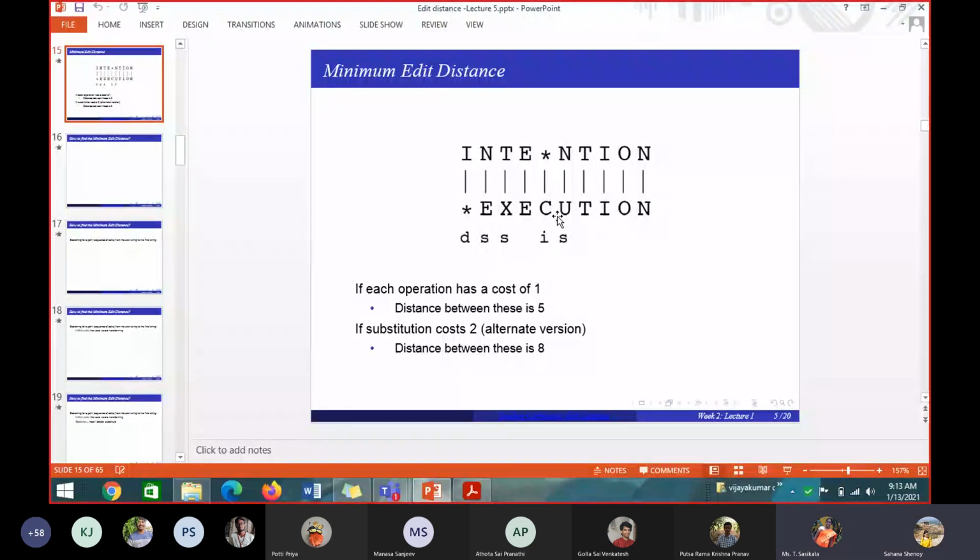Substitution. Very good. T and T, I and I, O and O, N and N. Is any operation applied here on these four characters? No, ma'am. So how many operations in total? 1 deletion, 3 substitutions and 1 insertion. So what is the cost I told you? Insertion and deletion cost will be 1 always, and the substitution cost is?